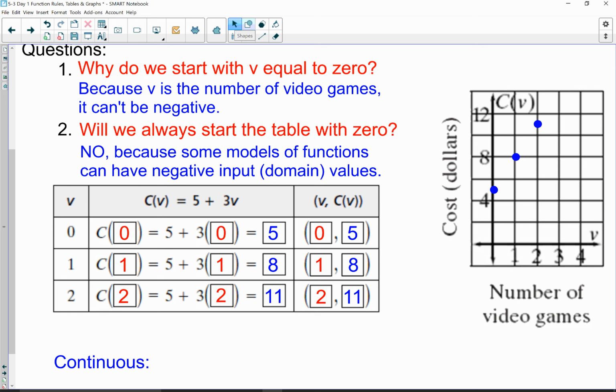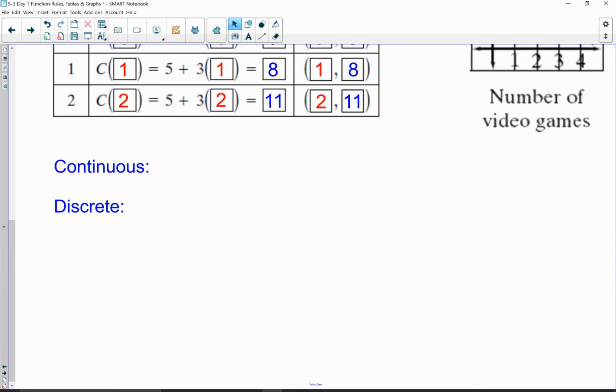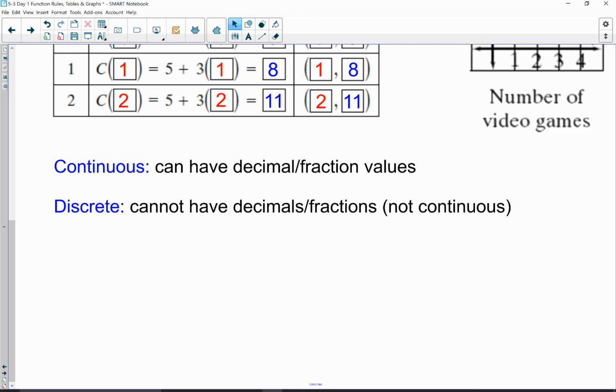Now, the natural thing for a lot of students to think is that they need to connect those with a line immediately. But now that you're in algebra, we need to actually think a little bit before we do this. We need to think, is our data, is our information what are called continuous or discrete? So write these in on your paper somewhere where you have some room. Continuous data is data or numbers that can have decimal or fraction values. Discrete is the opposite of that. They cannot have decimal or fractions, or it's not continuous.